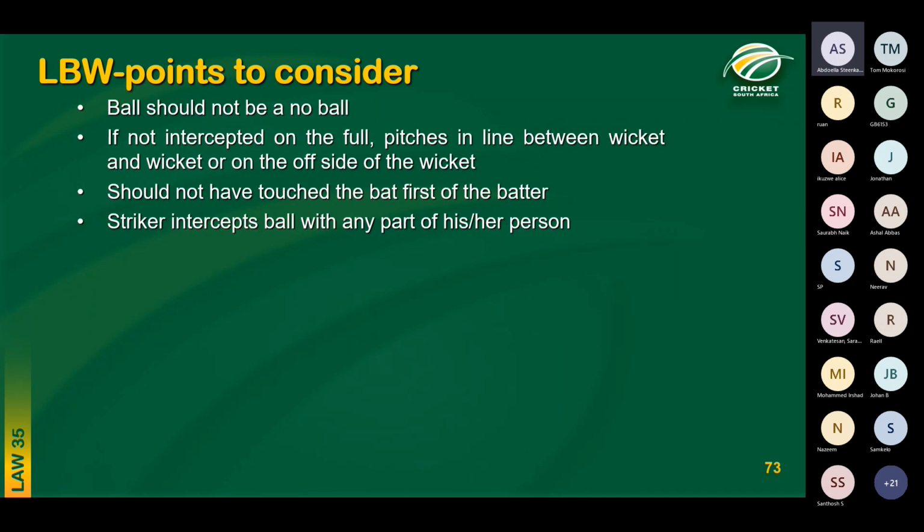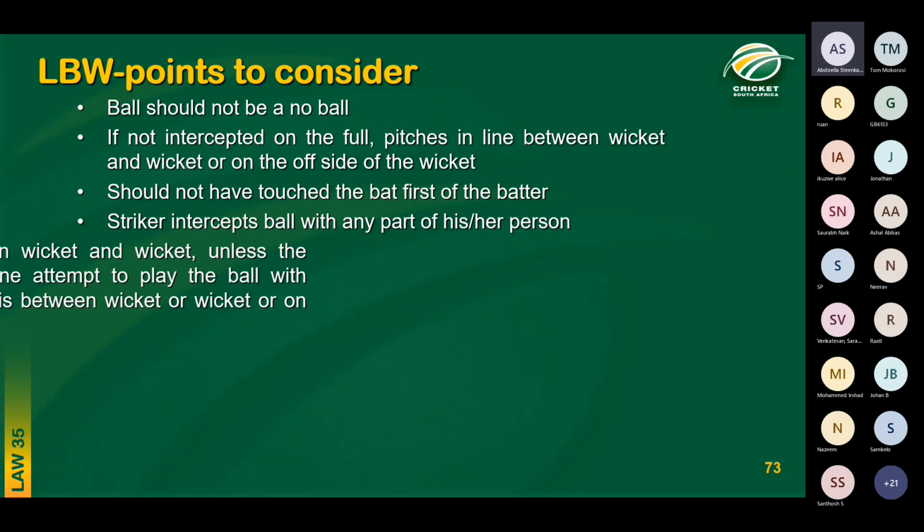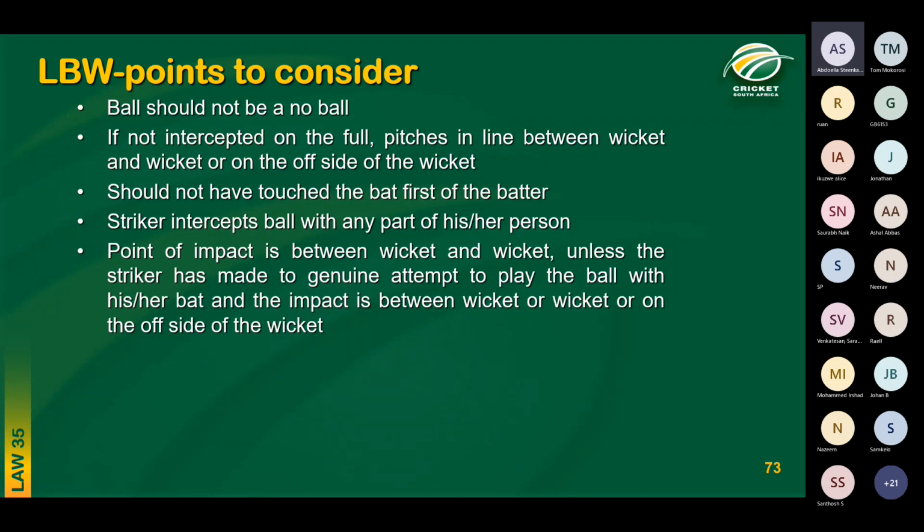The ball can be intercepted by any part of the striker's person. Even though the law says leg before wicket, it can be the pad, the arm, the tummy, the shoulder, any part of the striker's person. When it comes to the point of impact, it needs to be between wicket and wicket, unless, there is this big but, the striker did not attempt to play the ball with his or her bat.